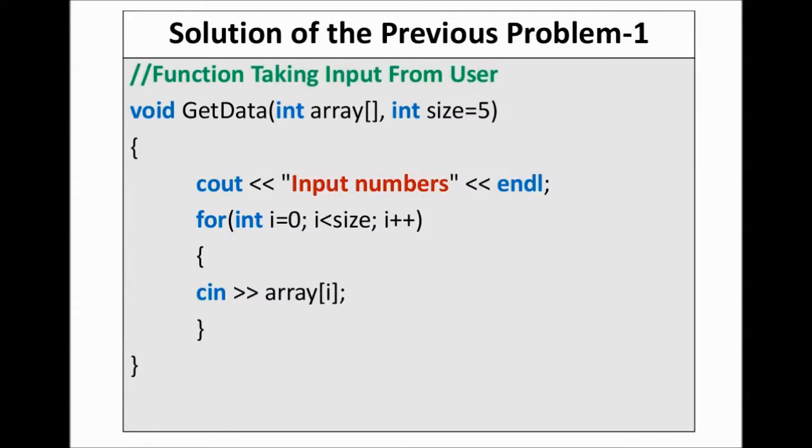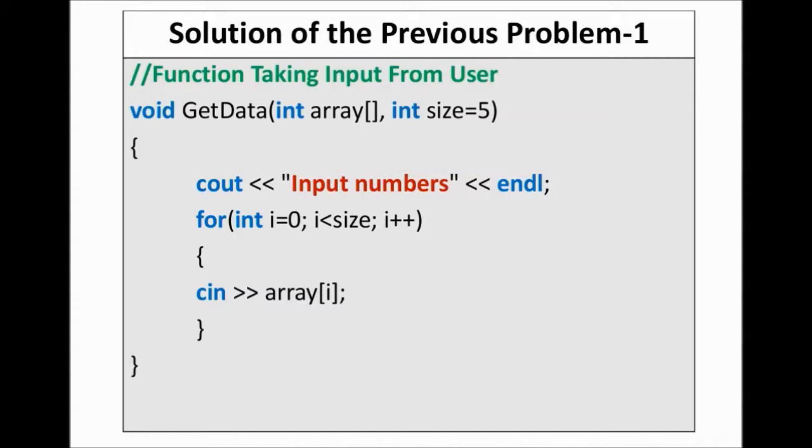So here is the solution of this problem. As we declare three functions, first function is getData. This getData function has a void return type, and it has two arguments, int array and int size. Here we pass 5 to the size parameter. We use this parameter to store 5 values in first parameter array.